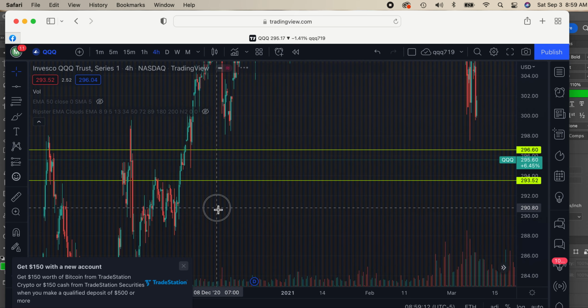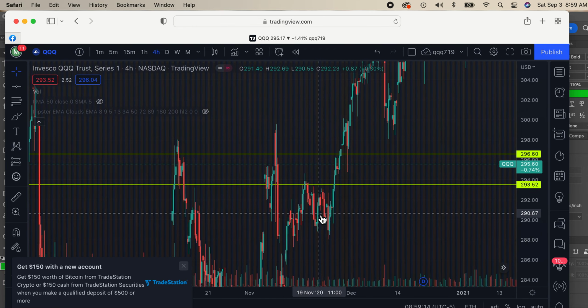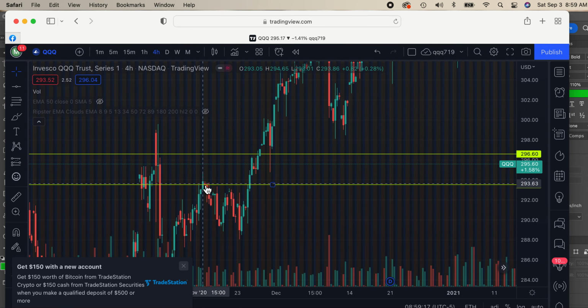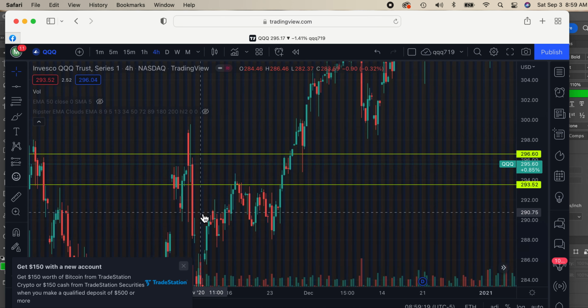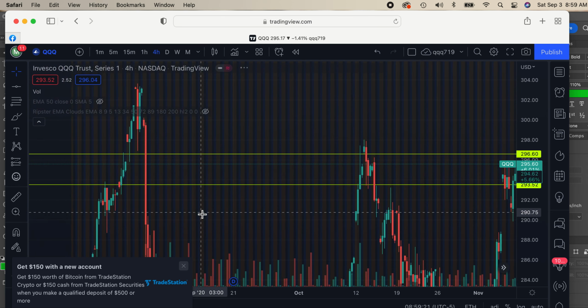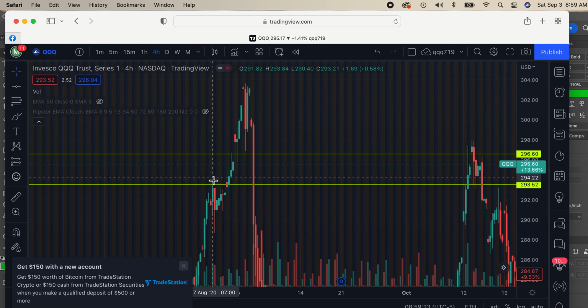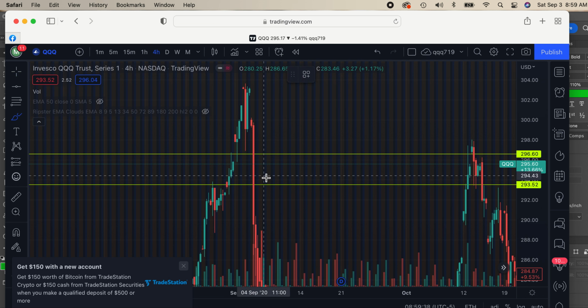Here we go. Oh my gosh. 293.52, people were selling there. What do you know? 293.52, sellers were there. So what does that mean? Does that mean this line's support? Not necessarily. It means it's important that a major bank, Bank of America, is sitting right here.